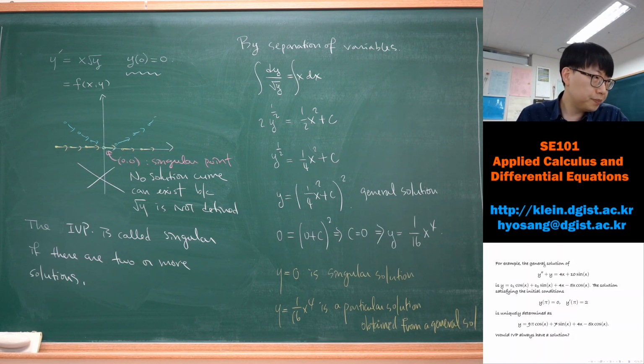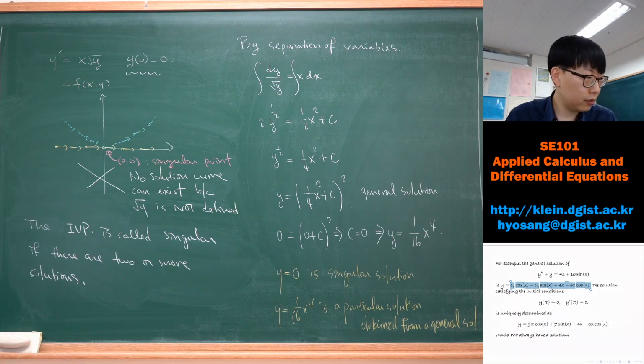So let's look at the example. Later we are going to learn how to solve for the actual solution. Here we are given a solution of the second order differential equation y double prime plus y equals 4x plus 10 times sine x. And if you plug this formula into the differential equation.